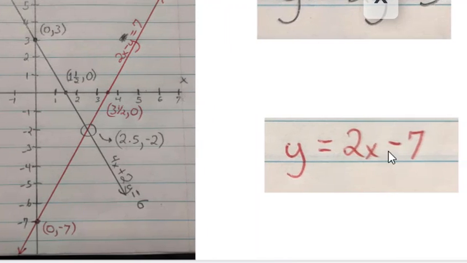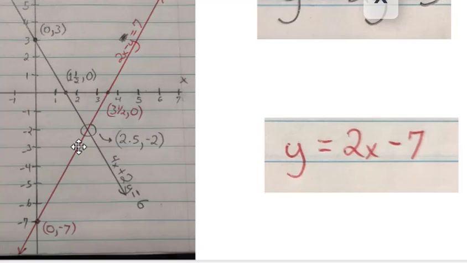Last one, red line. According to this equation, I have a slope of positive 2 and a y-intercept of negative 7. So I'm going to come here to my y-intercept of negative 7. Yep, my red line passes right through that. Perfect. When x is 0, y is negative 7. Awesome. And my slope is positive 2, which means I should be able to go up 2, rise, over run, over 1. Rise 2, over 1.